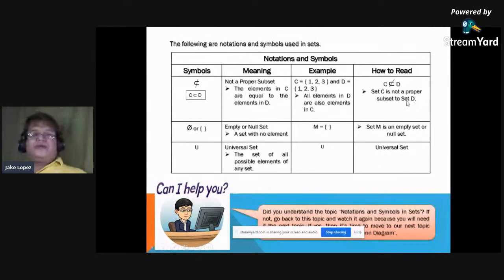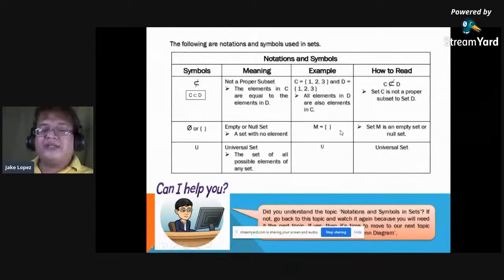Okay, so yon. And then next is the empty or null set. So a set with no element. So ang set na yan ay walang laman. So M is equal to brace, open brace and then close brace. Makita natin na wala siyang laman. So it is an empty. Ibig sabihin ng empty ay walang laman. So an empty or a null set ang tawag sa kanya.